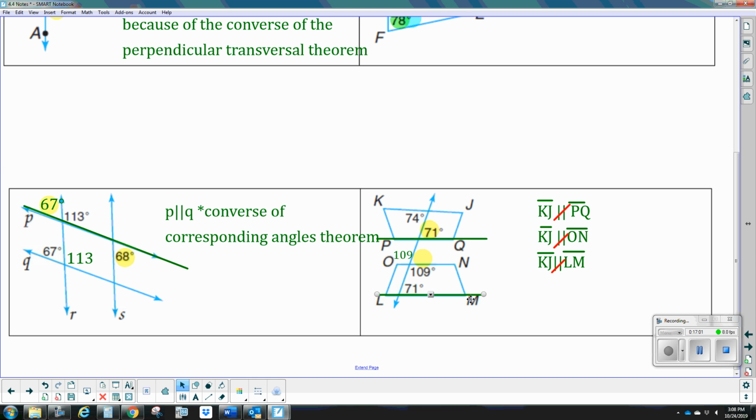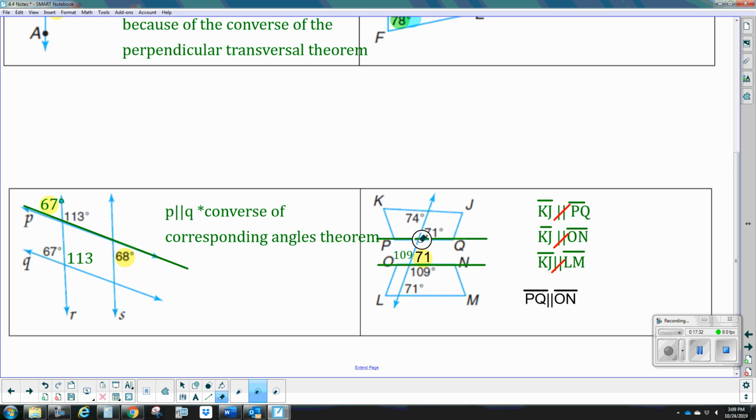Let's move this line up so we can see. First of all, I'm going to use my linear pair theorem, and I can then determine that this angle is 71 degrees because a linear pair is supplementary. So this angle right here is 71 degrees, and then it corresponds to the other 71-degree angle that's highlighted. So therefore, I can conclude that PQ is parallel to ON.